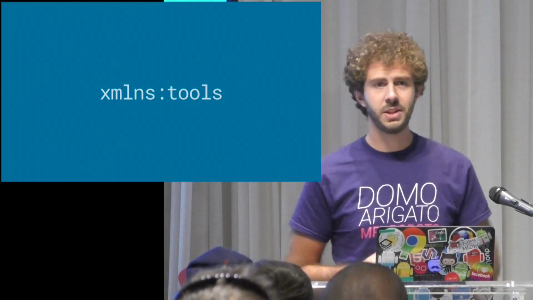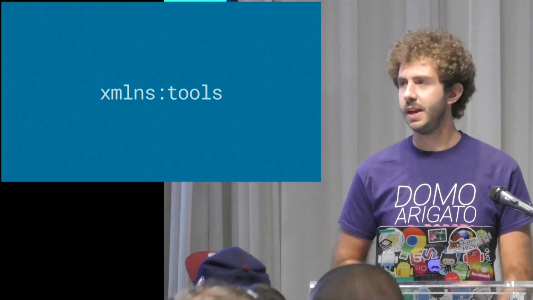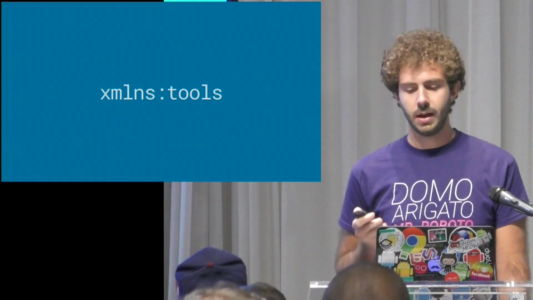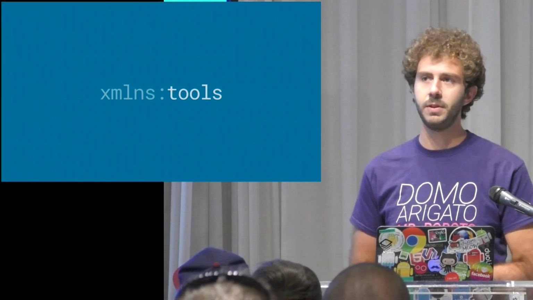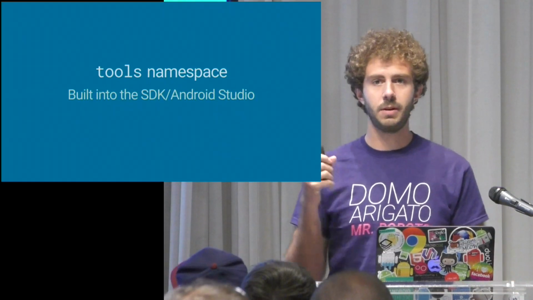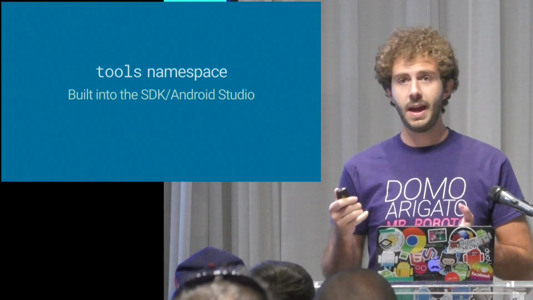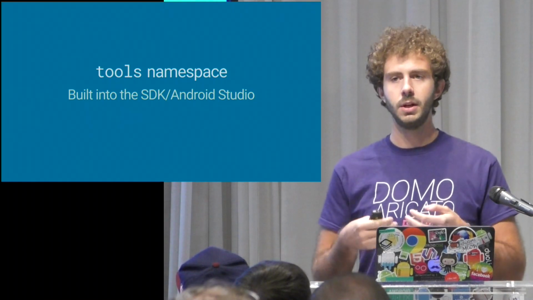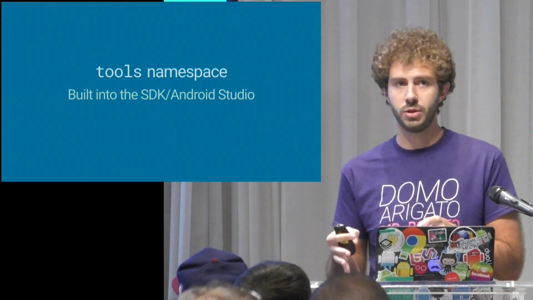But why did I mention Lint? Well, I mentioned Lint because one of the things I'm going to show you today are the XML attributes in the tools namespace, which are, surprisingly enough, all grouped into the big name of tools namespace attributes. So these attributes are built into the SDK and into Android Studio, and are used by Lint and by Android Studio to help inform the analysis about what's going on and what should actually be going on.